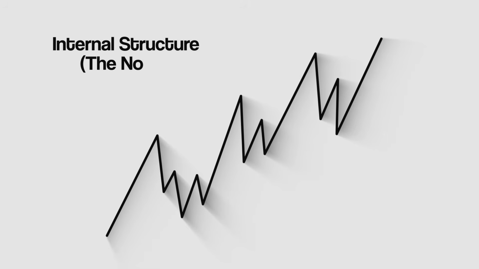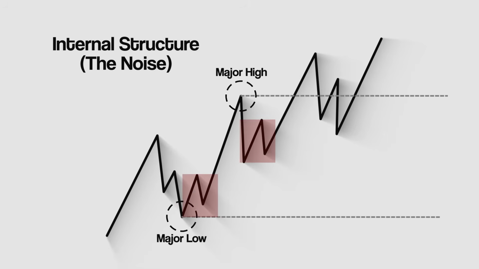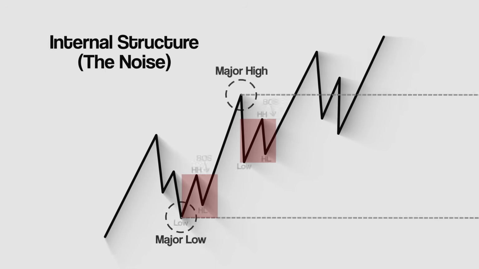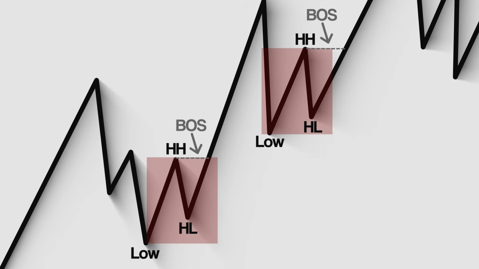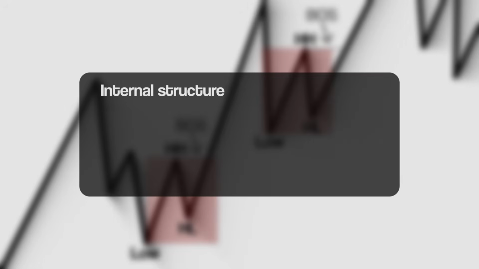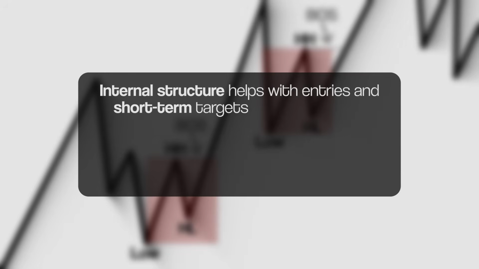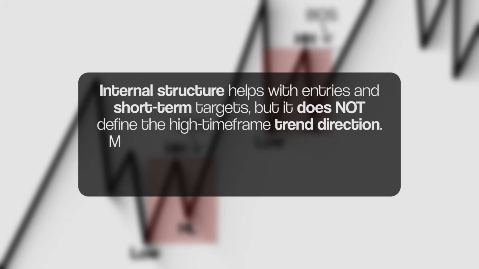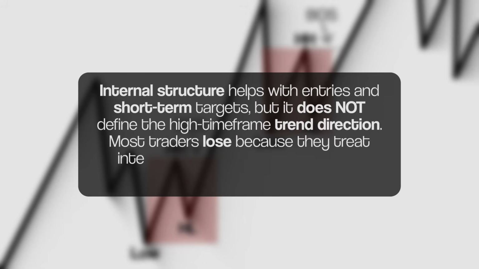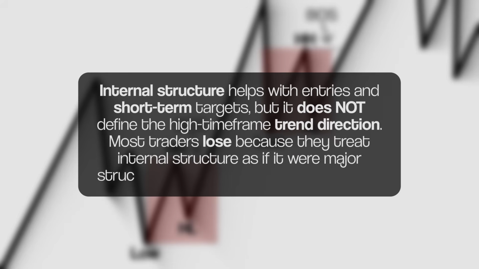Internal structure, the noise. Everything that happens between the major low and major high. This is what you see when you zoom in. It is the major structure of a lower time frame. Internal structure helps with entries and short-term targets, but it does not define the high time frame trend direction. Most traders lose because they treat internal structure as if it were major structure, leading to premature reversals.